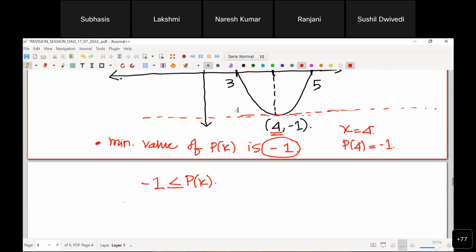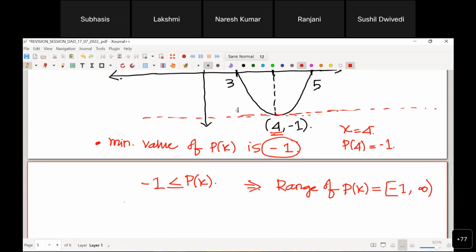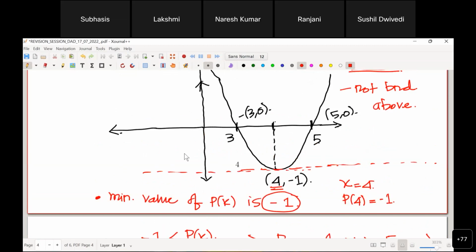So the parabola is always greater than or equal to -1. That means the range of this polynomial is -1 to infinity. Okay, and similarly, if you have a parabola which opens downward, then instead of finding the minimum value, you can find the maximum value, and similarly you can find the range of that parabola.